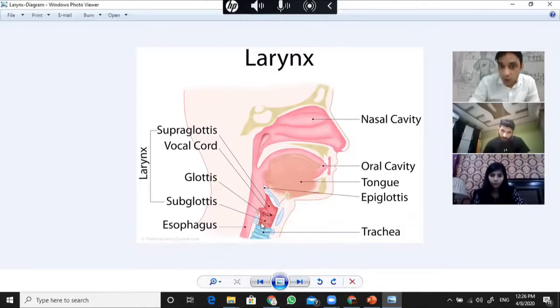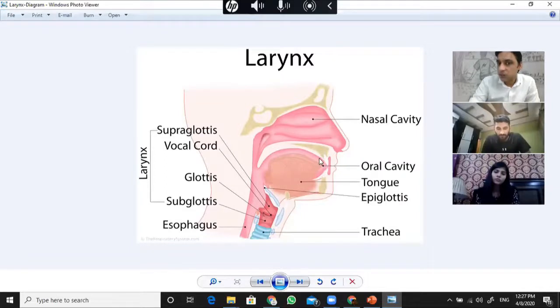Okay, this one, the darker one, this stuff, this is the first entry of the respiratory system. This part is called the larynx. Okay, this channel here takes the food to the stomach. So this is a lung tract, and this one is the food tract. Both of these things have a common junction in the throat.